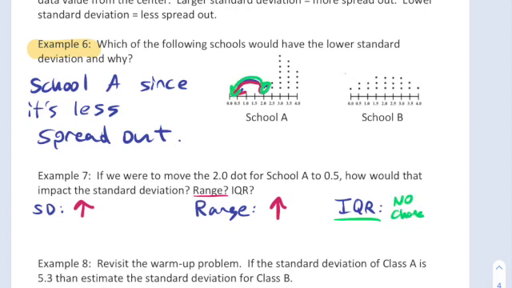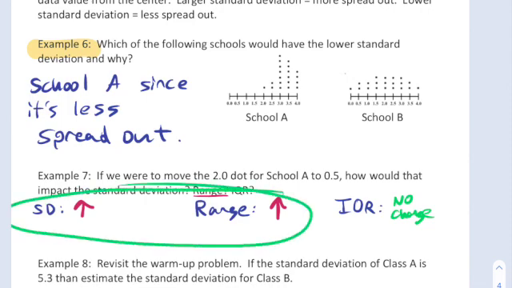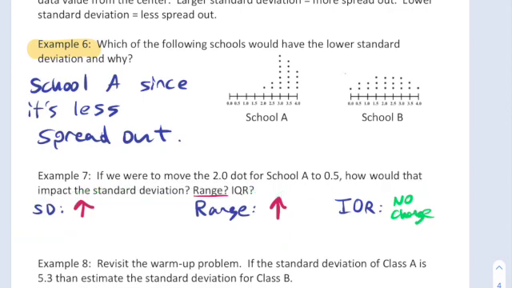If you change the data in the middle of the data set, that would actually have an impact on the IQR. This further illustrates that both standard deviation and range could be impacted by extremely large or low values, known as outliers, where IQR is a little bit more reliable because it won't be affected by an outlier.